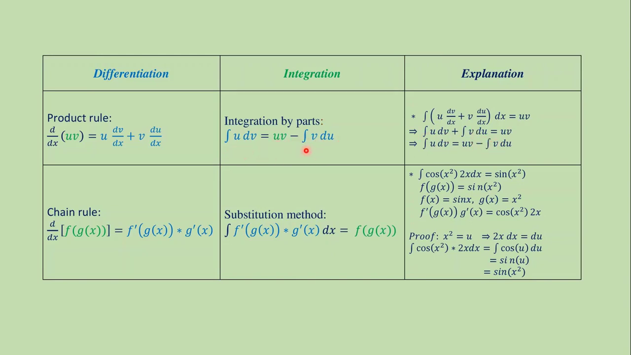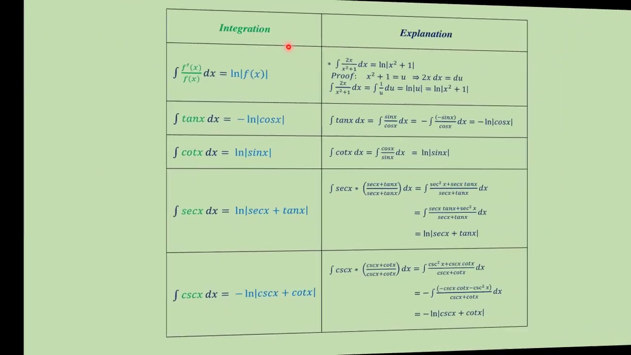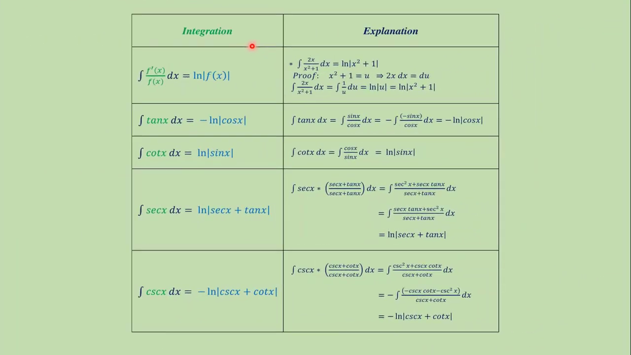Next rule is the chain rule, that is d/dx of f of g of x equals f prime of g of x times g prime of x. And if we integrate this one, then we get back that one, which is the substitution method. This slide is for special type of integration formula.